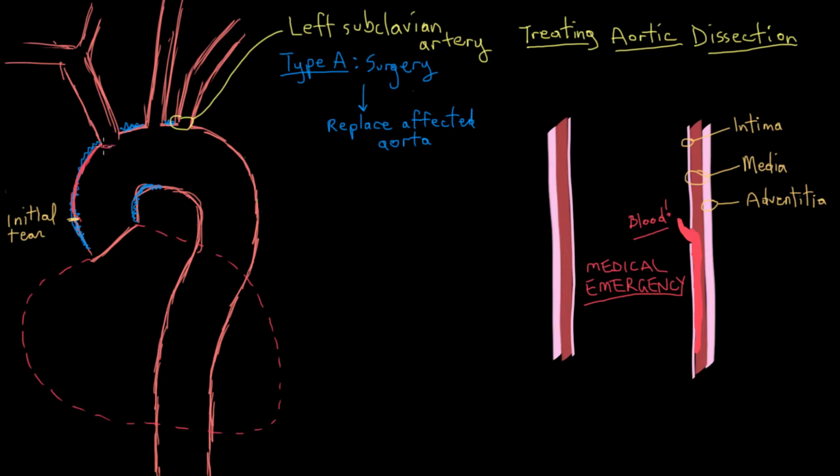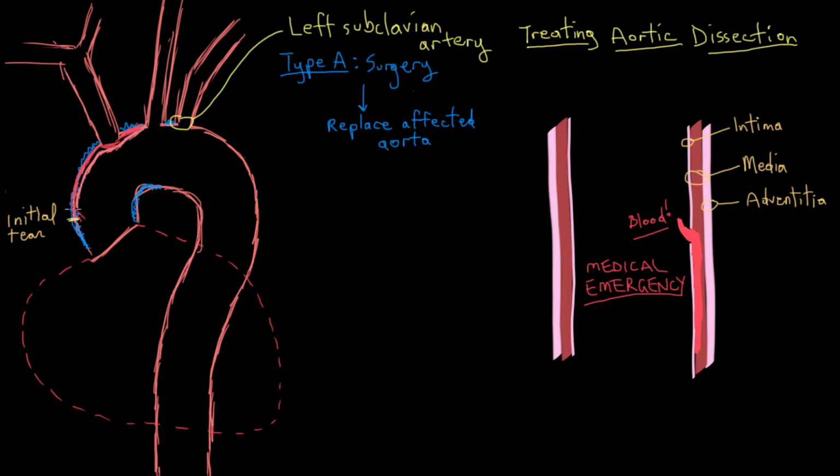So every time the heart beats, it'll pump more blood into that tear, and that blood will go ahead and split the intima and media further from each other. So when that happens, what you end up with is this flap of intima that has been torn away from the media in the aorta wall. And so right now I'm going to draw it overlying the blood because the blood is behind it, right, between the intimal flap and the media. So that's what this is. This is the intimal flap.